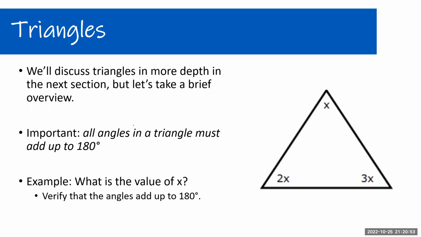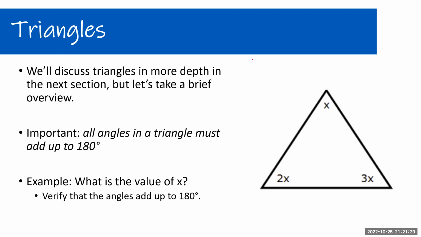Now we're going to talk more about triangles in the next section, like a lot about triangles. That's all the next section's about. But let's talk about a brief overview now to kind of get us started. All angles in a triangle have to add up to be 180 degrees, okay? So on your test, you will have a triangle where you have different labeled angles, and you know that they have to all add up to be 180 degrees, and you want to solve for X, well, you just need to add them up to 180, okay?